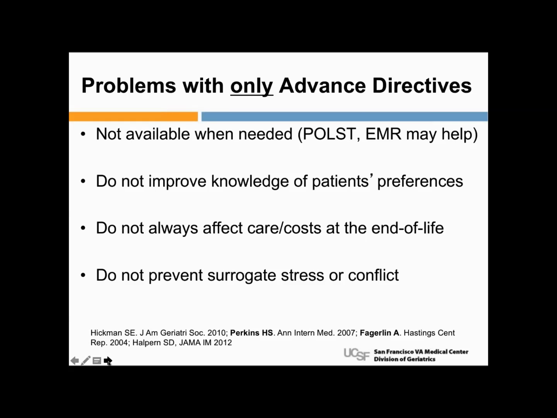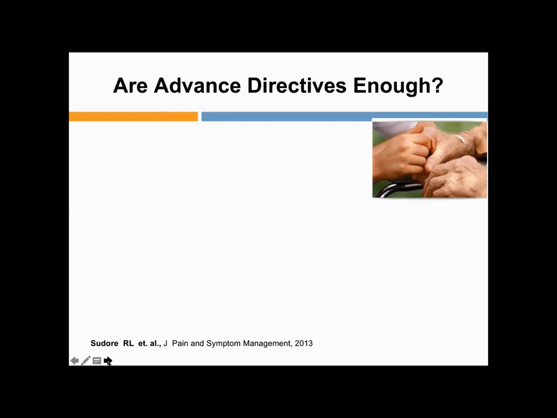We also know that if somebody has an advanced directive or a POLST, it doesn't often improve a surrogate's or physician's knowledge of patients' preferences in a particular clinical situation. It doesn't always affect care or cost at the end of life. And again, it doesn't always prevent surrogate stress or conflict if we're focusing just on the form. So again, this begs the question for our team of whether advanced directives are enough.